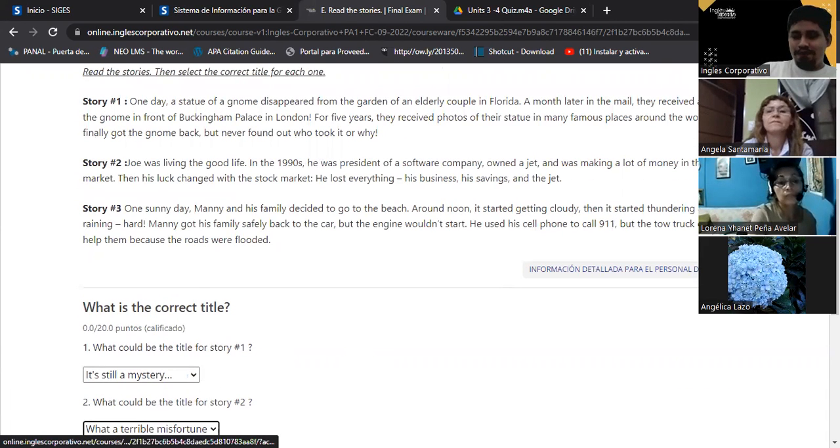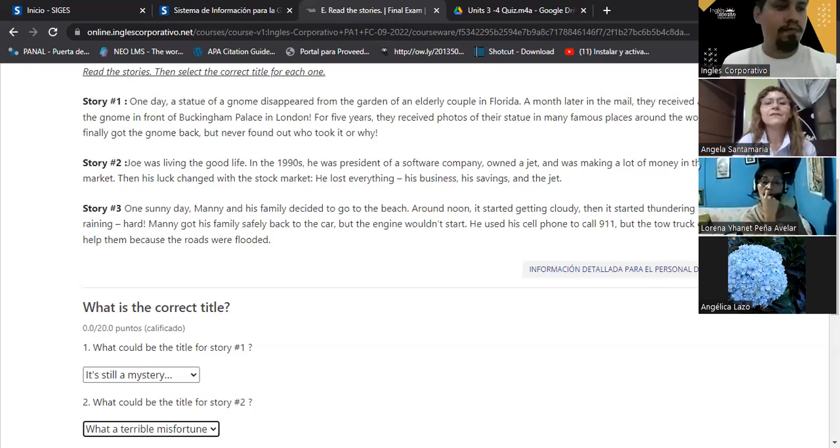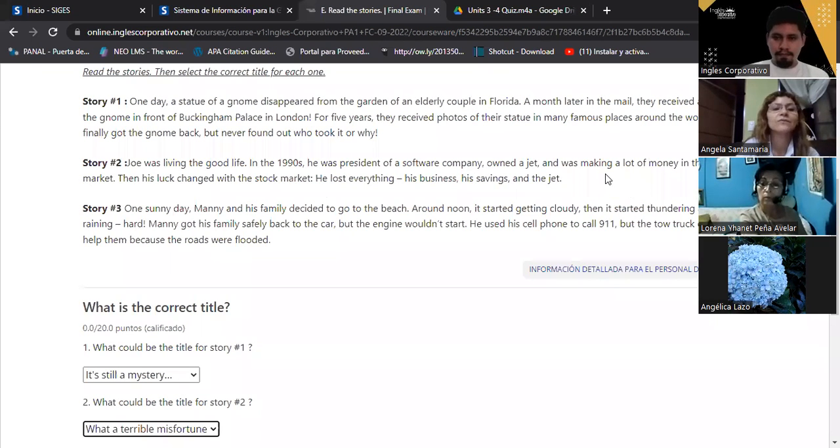And the last one, any other volunteer? Me, teacher. Okay, Angela. Story number three. One Sunday, Manny and his family decide to go to the beach. Around noon, it started getting cloudy, then it started thundering and raining hard. Manny got his family safely back to the car, but the engine won't start. He uses his cell phone to call 911, but the tow truck could not hear him because the roads were flooded.